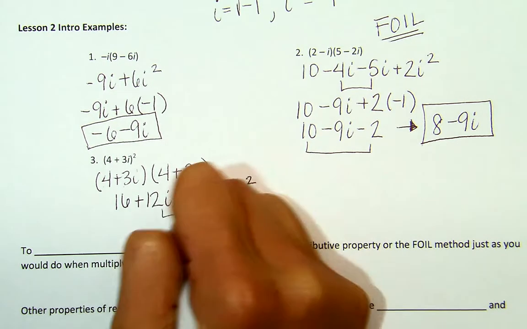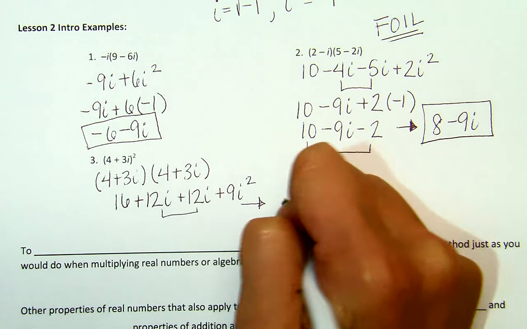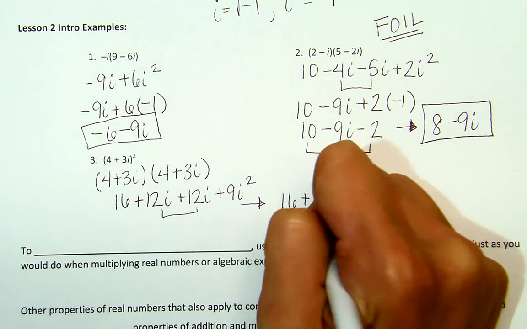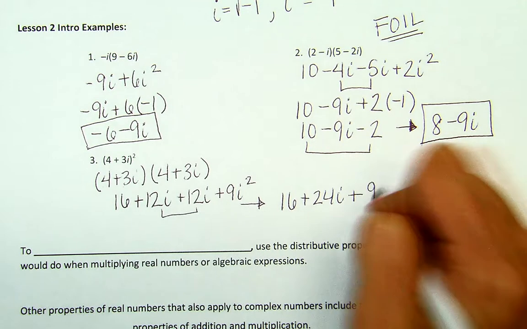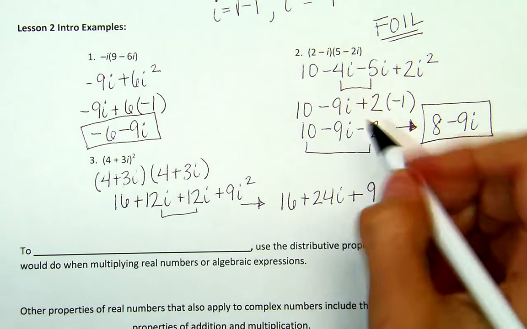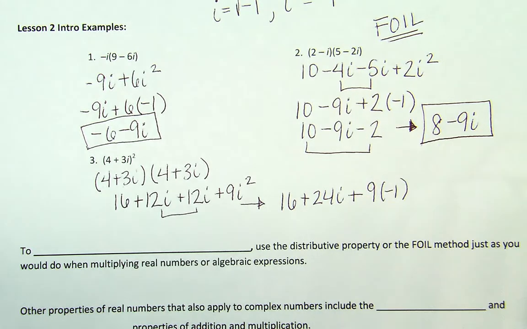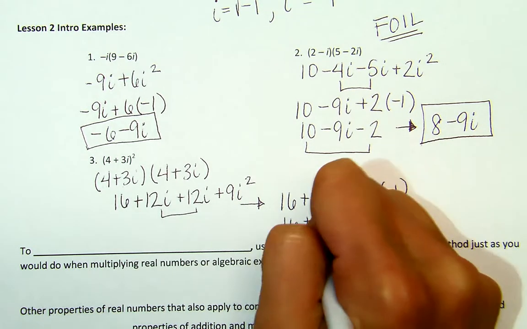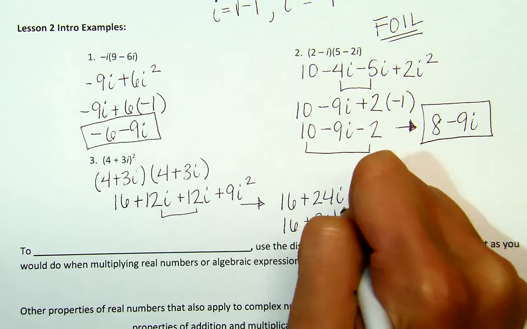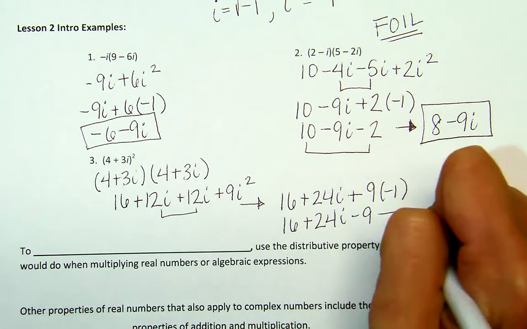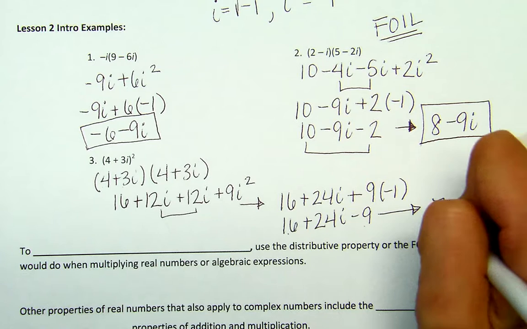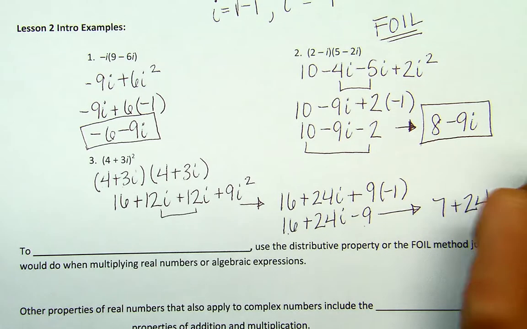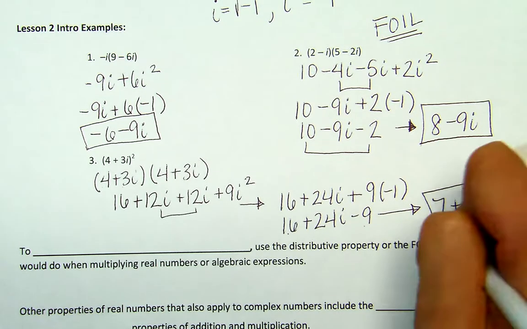Combine our like terms. We'll get 16 plus 24i plus 9i squared. And we can plug in again -1 for i squared. So we get 16 plus 24i minus 9, which of course if we combine our like terms again, we're going to get 7 plus 24i as our final complex number.